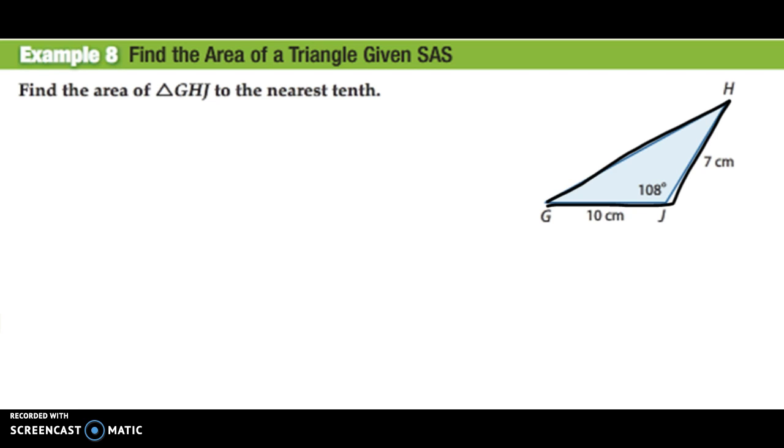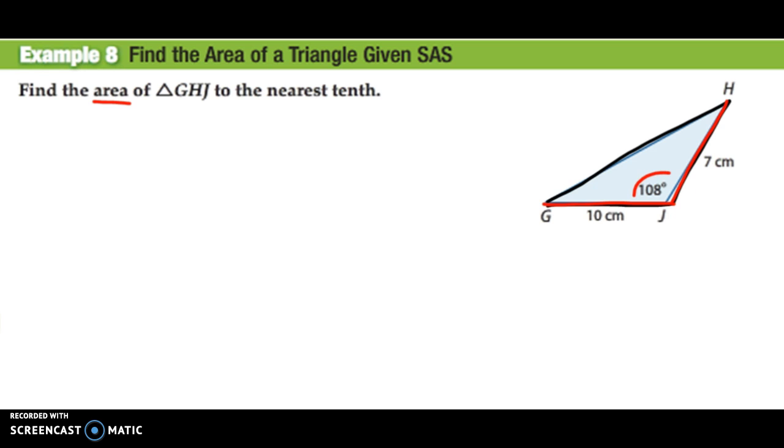What we're asked to find is the area. And what are our knowns? For this triangle, we have a known leg of 10 centimeters, another known leg of 7 centimeters, and an angle of 108 degrees. So we should devise some sort of plan to solve for this.